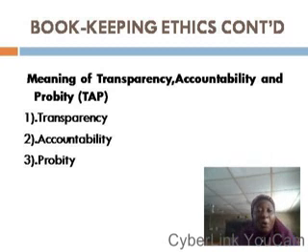Another one is probity. Probity deals with honesty. The bookkeeper must be honest and straightforward in all business and professional relationships. He must be honest in any form. There should be no form in which the bookkeeper will be lying to the boss or to the authority. That is the meaning of transparency, accountability, and probity in bookkeeping ethics.